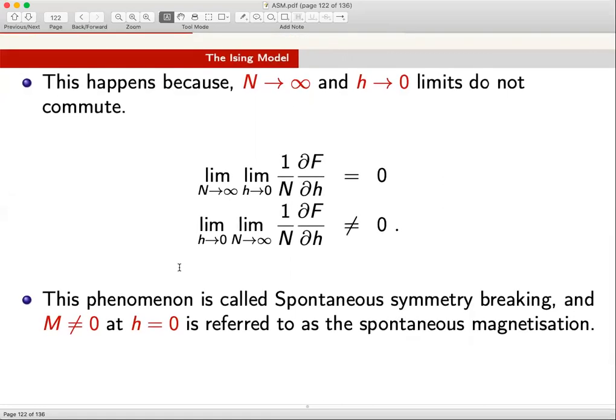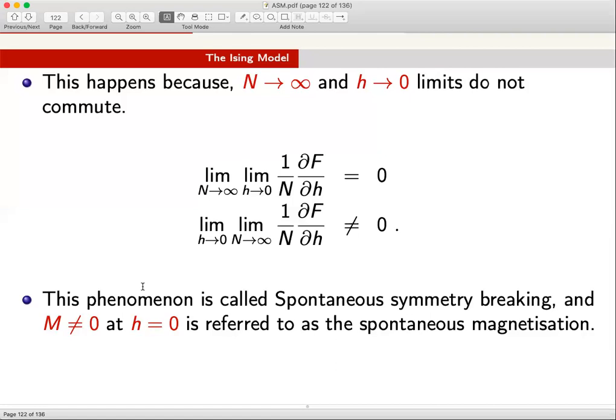Sir, of these two limits, we are considering the second one, right? That is right. And are we going to be consistent with this in all other systems also? Yes. We will always take the thermodynamic limit first, and then the external stimuli are set to zero afterwards. Always.